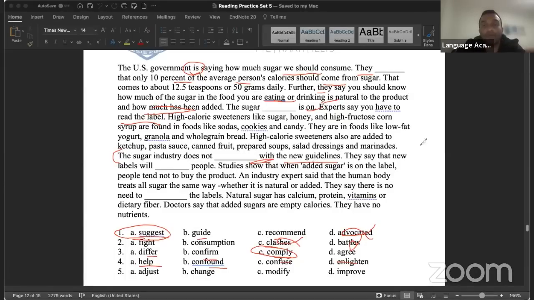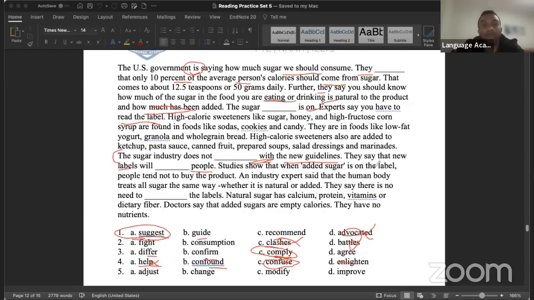All right. They say that new labels will dash people. Will what people? Now, if you're putting new labels on the food, it can't help people because it's talking about it in a negative way, right? They don't want any changes over there. So the right answer here will be, it will confuse people. So the new labels will confuse people.